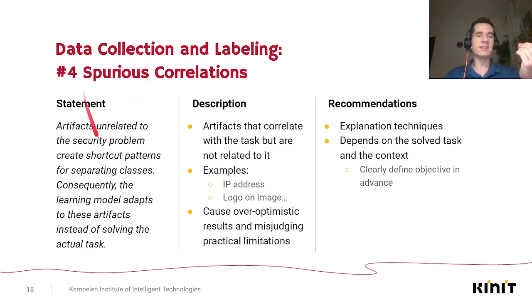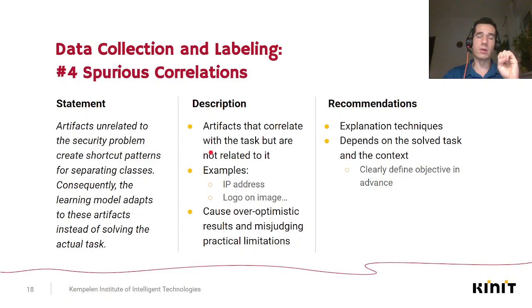Spurious correlations are basically artifacts. So the artifacts unrelated to the security problem can create shortcut patterns for separating classes. And so the learning model adapts to these artifacts instead of solving the actual task. It's the same thing as we talked about on the previous slides, but those artifacts or the API calls were introduced by the temporal bias or the temporal inconsistency. In this case, the spurious correlations or the artifacts may exist within the data even without a temporal inconsistency. So these artifacts correlate with the task but are not related to it.